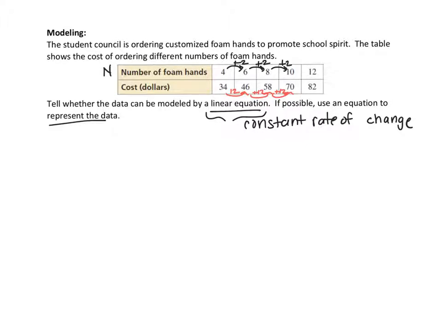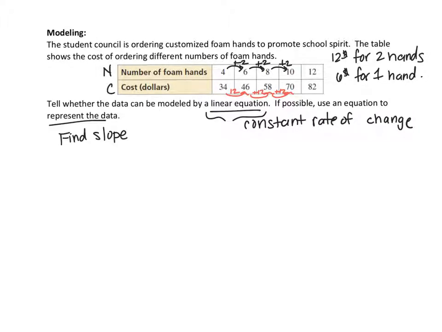So as we found this constant rate of change, we learn that it's $12 for 2 hands. And if it's $12 for 2 hands, that means it's going to be $6 for 1 hand. So it is linear. We can also use the slope formula to double check our constant rate of change.